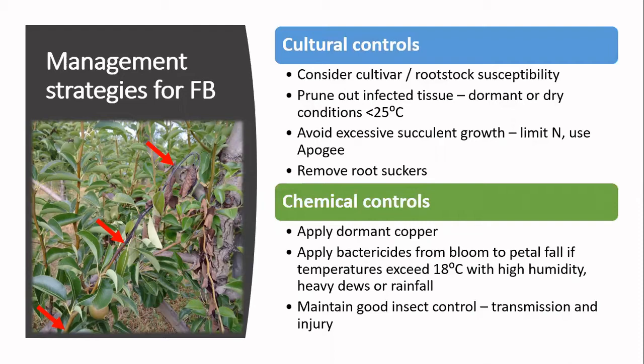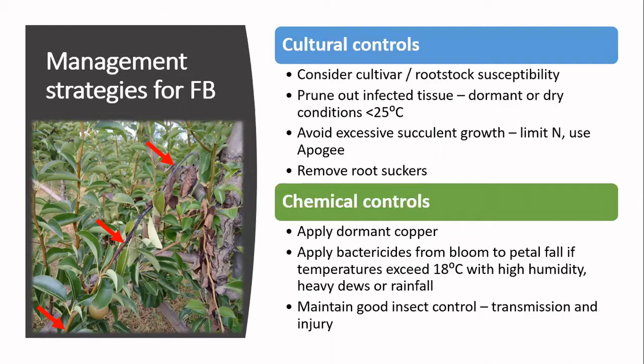Chemical controls, the best first step is to look at use of dormant copper. That's going to be targeting those overwintering cankers and limiting any sort of ooze and spread that may happen with the bacteria coming out of those cankers.